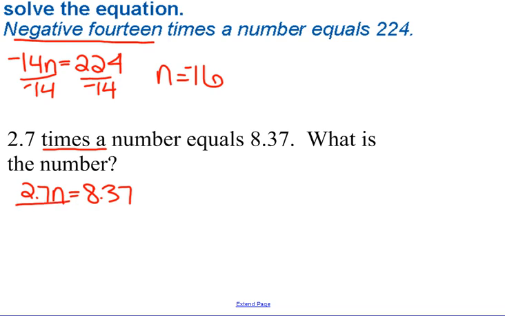So we're going to go through, the 2.7's attached to the n by multiplication. We're going to divide through by 2.7. Okay, those cancel. And if you use a calculator, which you're fine to do, n ends up being 3.1. And that's your answer. Okay, so go ahead and get started on your homework, and good luck.